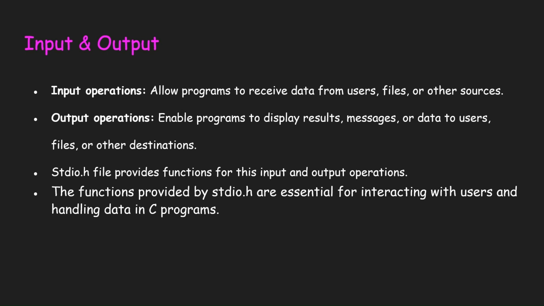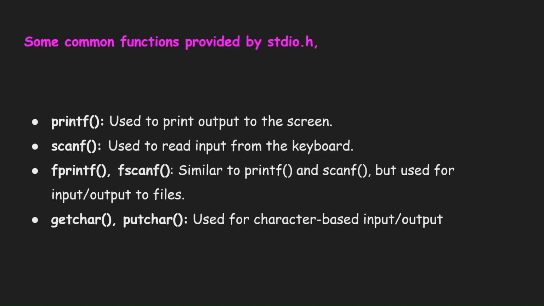stdio.h file provides functions for these input and output operations. The functions provided by stdio.h are essential for interacting with the users and handling data in C programs. Some common functions provided by stdio.h file: printf and scanf are the most important functions in C program. Printf function is used to print the output to the screen. Similarly, scanf function is used to read input from the user through keyboard. Similarly, there are fprintf, fscanf, getchar, putchar functions which are used for other kinds of input-output operations.